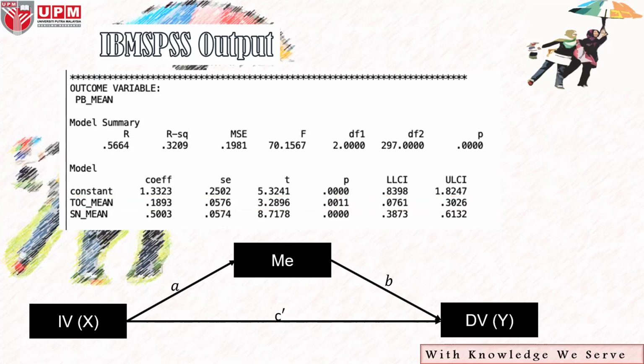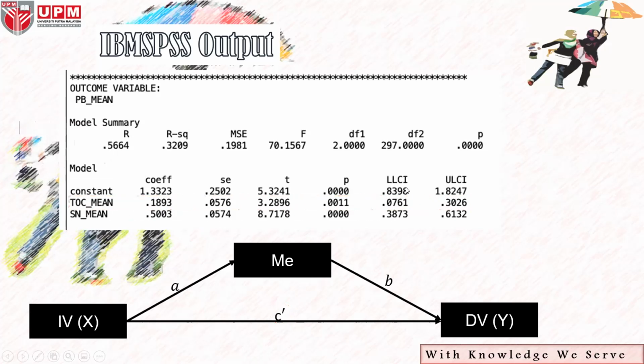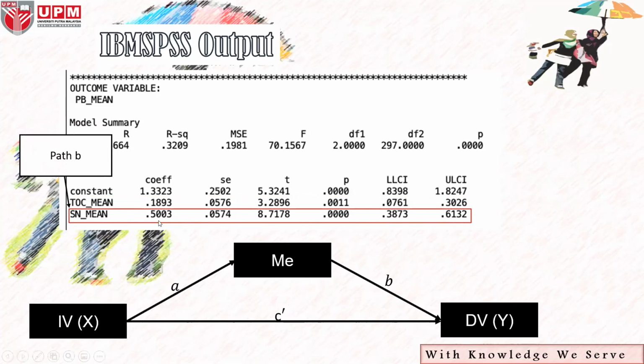So we can see our unstandardized beta equals 0.1893, the result is significant, and zero is located outside the range of lower bound and upper bound. Next one, path B. The unstandardized beta equals 0.5003. The result is significant, and zero is located outside the range of lower bound and upper bound.